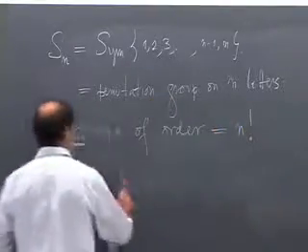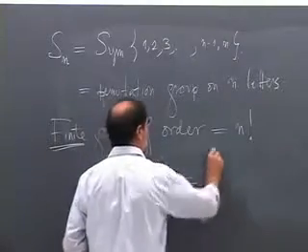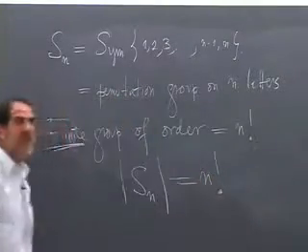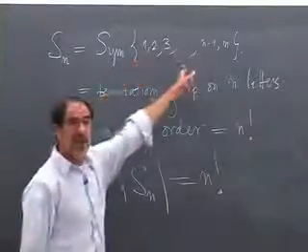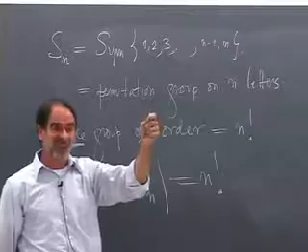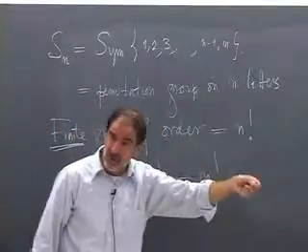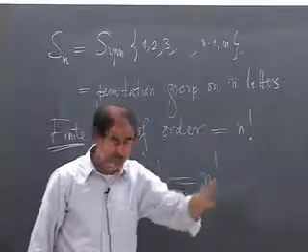I might write that this way. This is the way Artin would write that. The order of the symmetric group Sn is n factorial because there are n factorial ways to permute n letters. Why? Because there are n choices for the letter you take first. And then there are n minus 1 choices for the letter you take second. And then there are n minus 2 choices for the letter you take third.